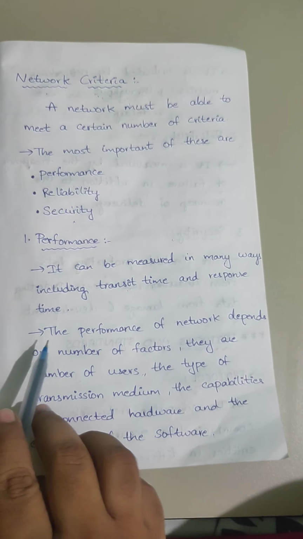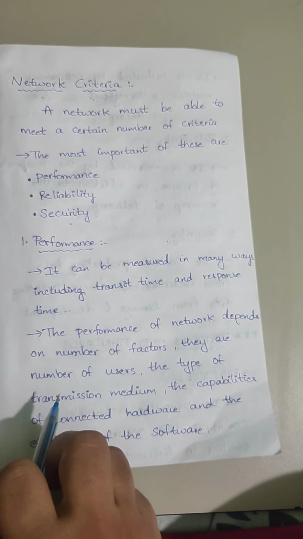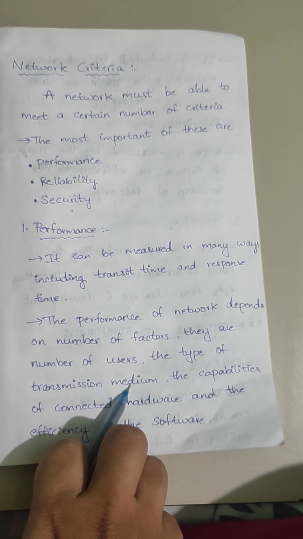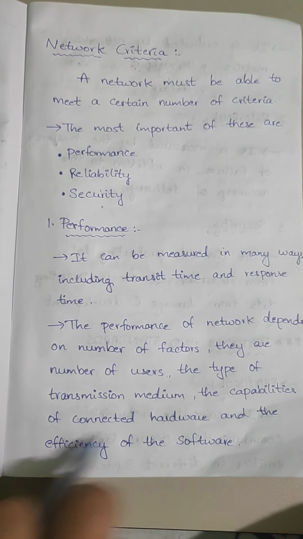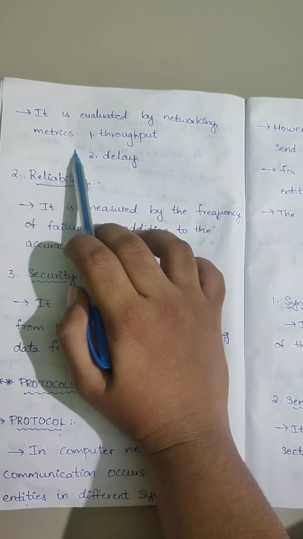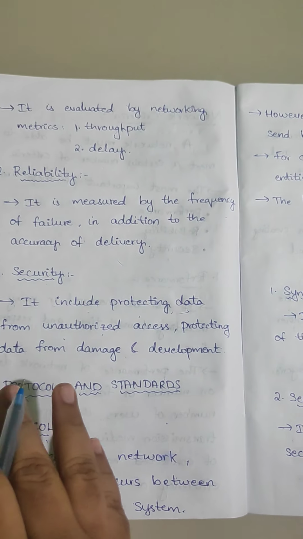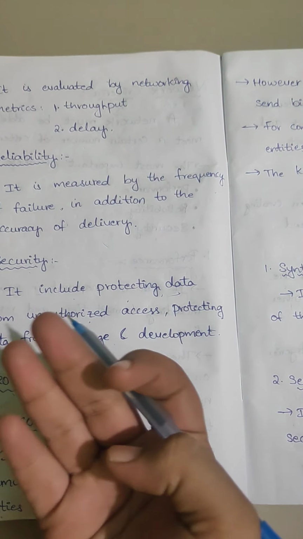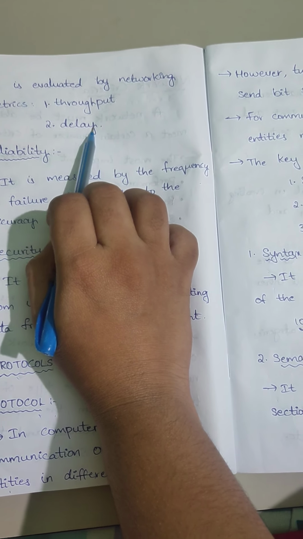The performance of a network depends on a number of factors: the number of users, the type of transmission medium, that means wires, fiber optics, microwaves, etc., the capability of connected hardware, and the efficiency of the software. It is often evaluated by the networking metrics called throughput and delay. We often need more throughput and less delay. However, these two criteria often conflict: if we try to send more data to the network, we may increase the throughput but increase the delay because of traffic congestion in the network.